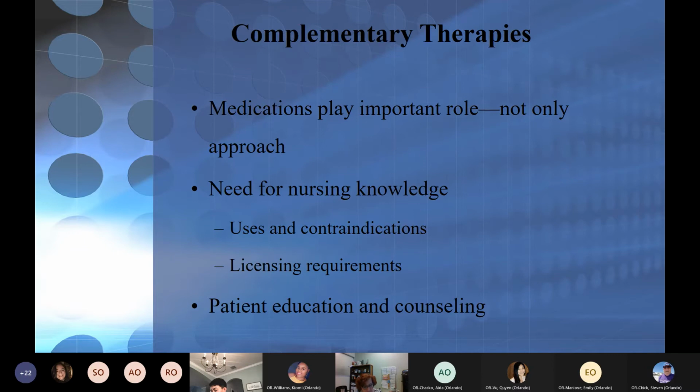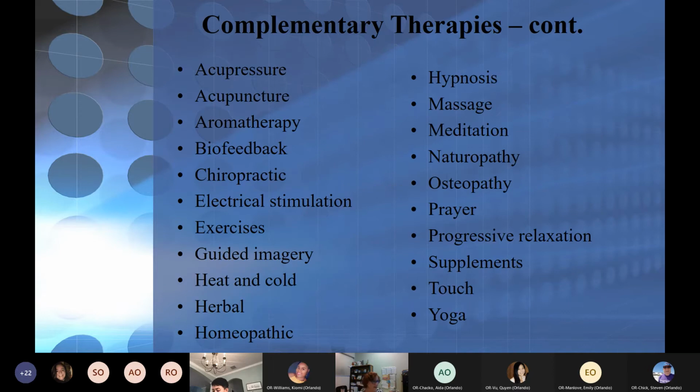There are lots of complementary types of therapies that we can use for pain, and I'm not going to test you on these. I've already mentioned acupuncture, but there are a lot of different things that you have learned about complementary therapies that might be useful in taking care of patients in pain or older patients. Obviously, I've mentioned massage, heat and cold, electrical stimulation, and all of those things.